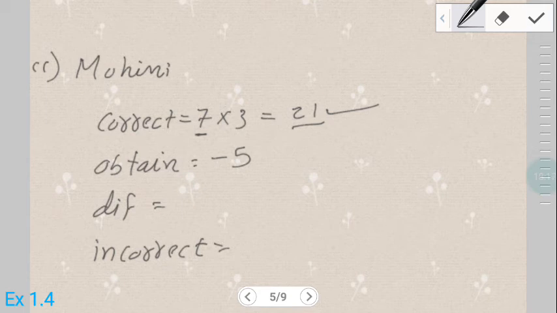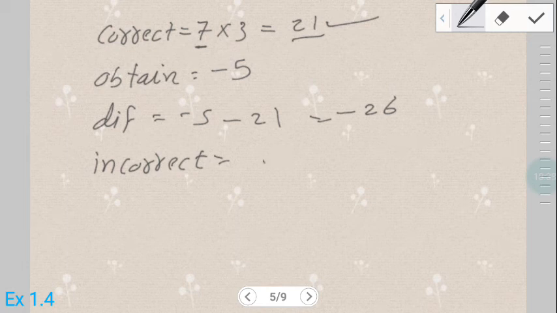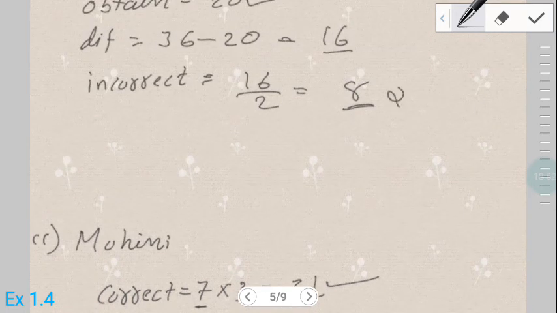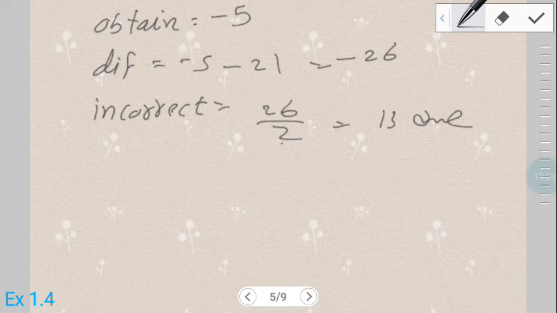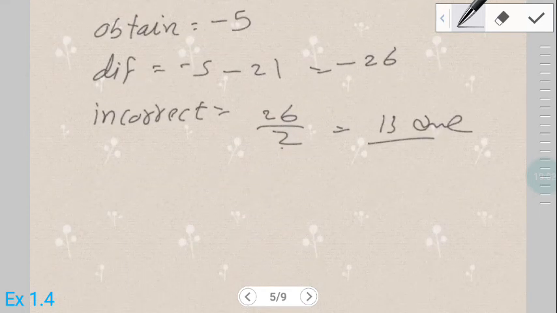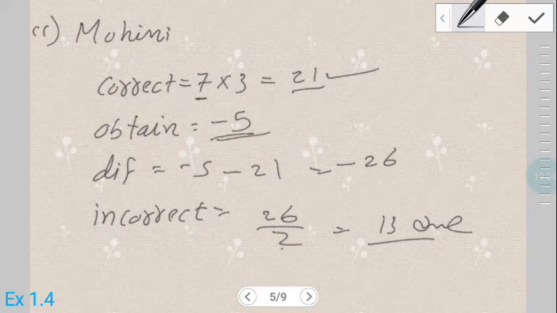That means what is the difference? So minus 5 and minus 21, I will get minus 26. That means the difference of marks is 26. So for the incorrect answers, 26 divided by 2 gives 13 questions she has answered incorrectly. That's why Mohini got 13 incorrect answers, and because of this she has scored minus 5.